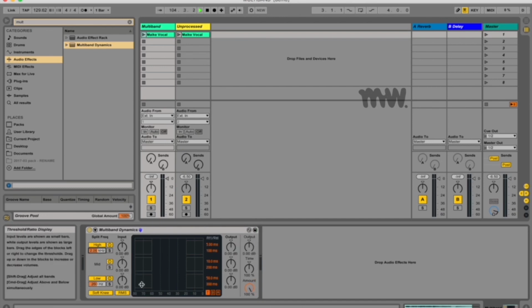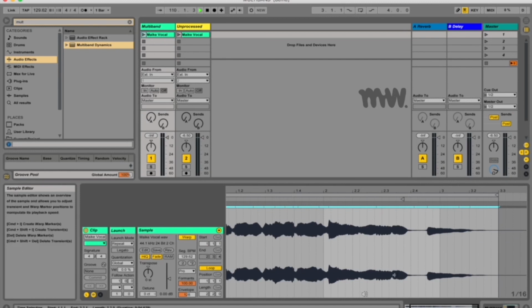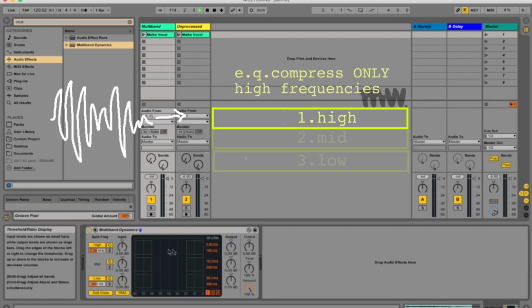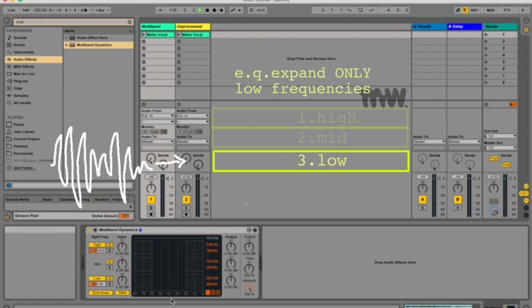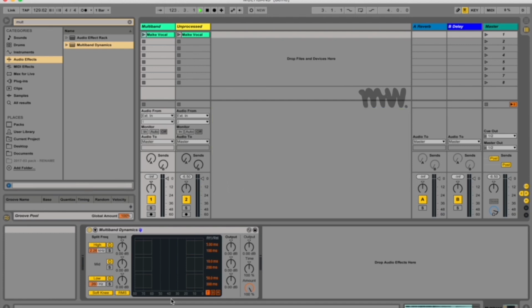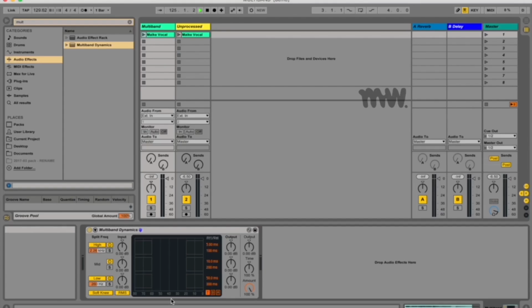What you can do with these frequency bands is treat them individually. So instead of compressing this whole sample or expanding this whole sample, and I'll tell you what both of these things are shortly, you can decide, I only want to compress the top frequencies, or I want to expand the lower frequencies. So it gives you a lot more control over which frequencies are being squashed and pushed up than in a normal compressor. Right, compression, what is that?